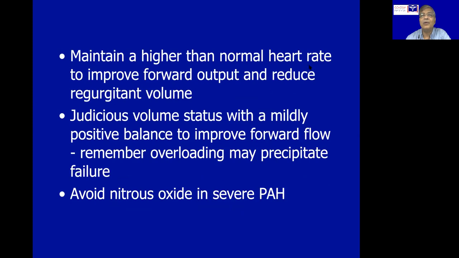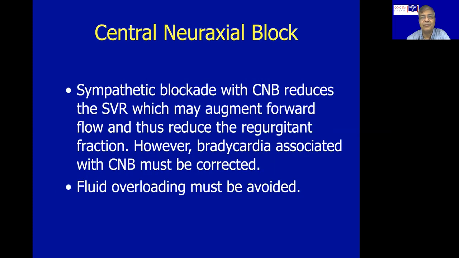Maintaining a higher than normal heart rate to improve forward output is important, and it also reduces the regurgitant volume. If you maintain a higher heart rate, the heart is able to eject more into the aorta and less into the LA, so it improves the forward cardiac output. You should maintain a judicious volume status with a mild positive balance to improve forward flow. Remember, if there is overloading of the circulation, it may precipitate heart failure. As I said earlier, avoid nitrous oxide in severe PAH.